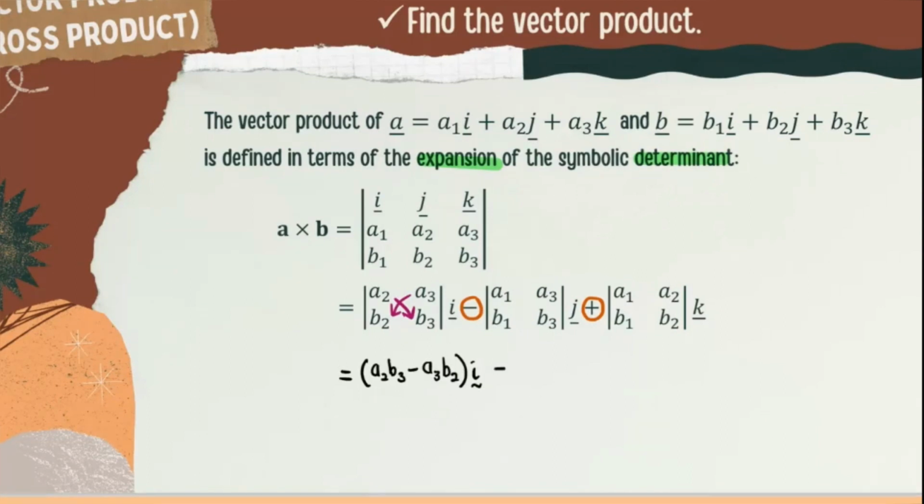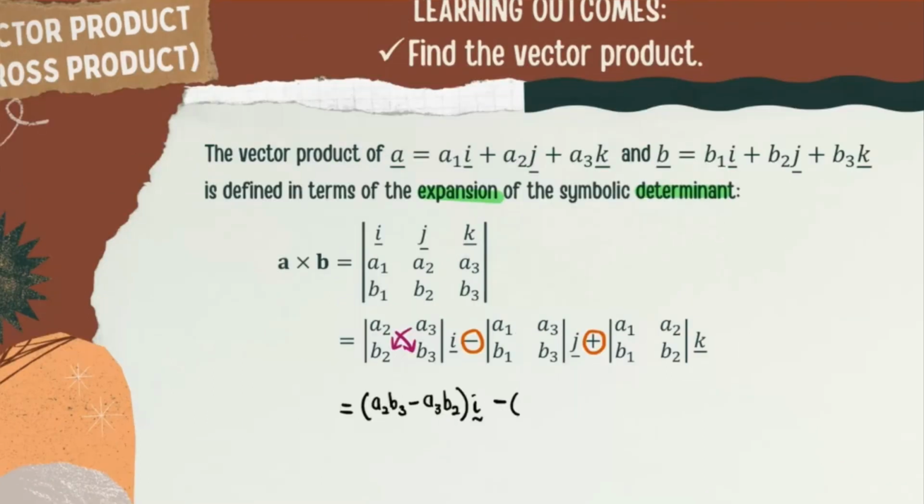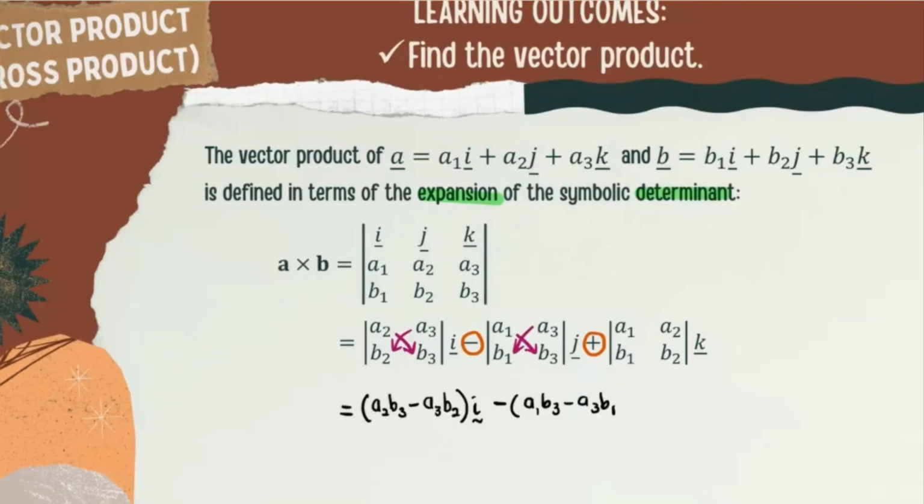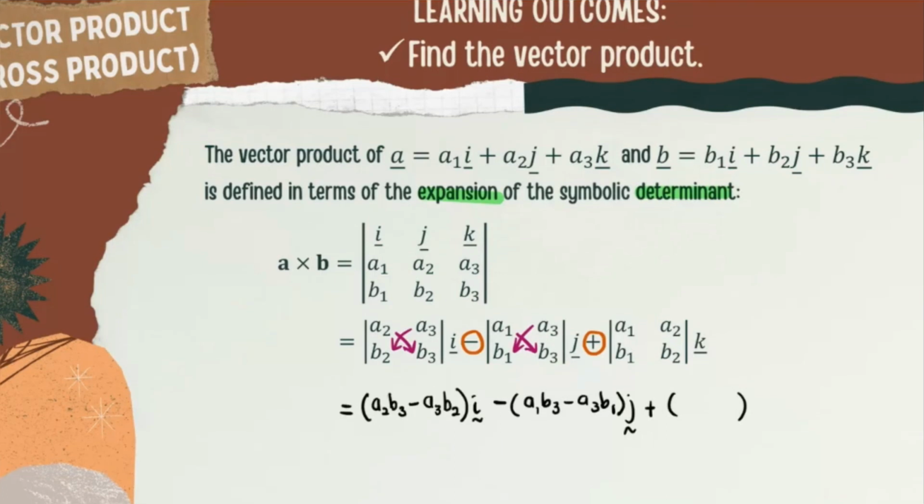And then tolak dengan benda yang samalah. A1 B3 akan tolak dengan A3 B1. Dan this one adalah untuk J. Plus dengan untuk K, kita akan buat benda yang sama. A1 B2 minus A2 B1.